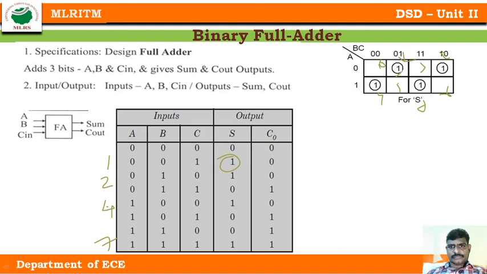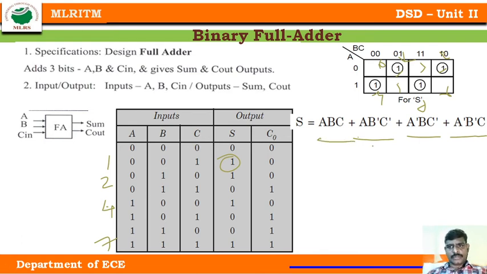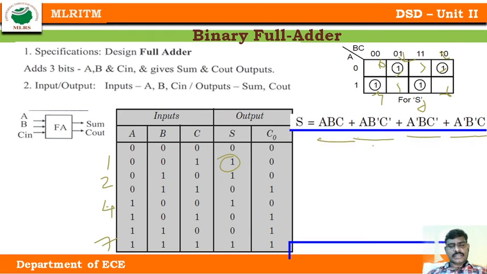This is 1, 2, 4 and 5. By this, if I want to combine, it is not possible to combine anything. So let's take the individual outputs: S is equal to A bar B bar C, plus A bar B C bar, plus A B bar C bar, and A B C. So this is the output I got for sum, because it is not possible to simplify further using a K-map.